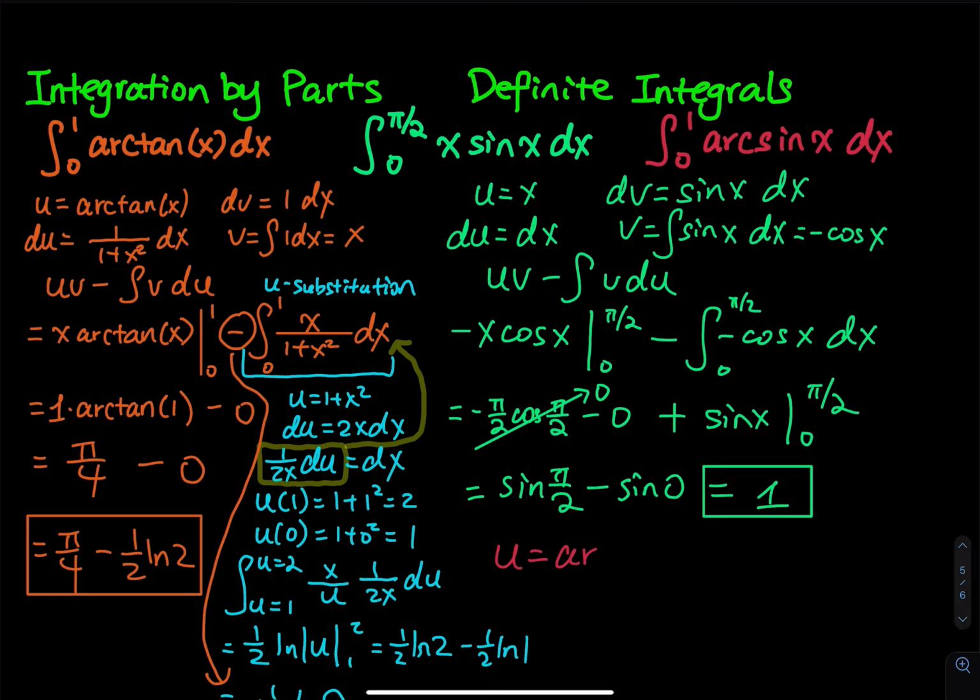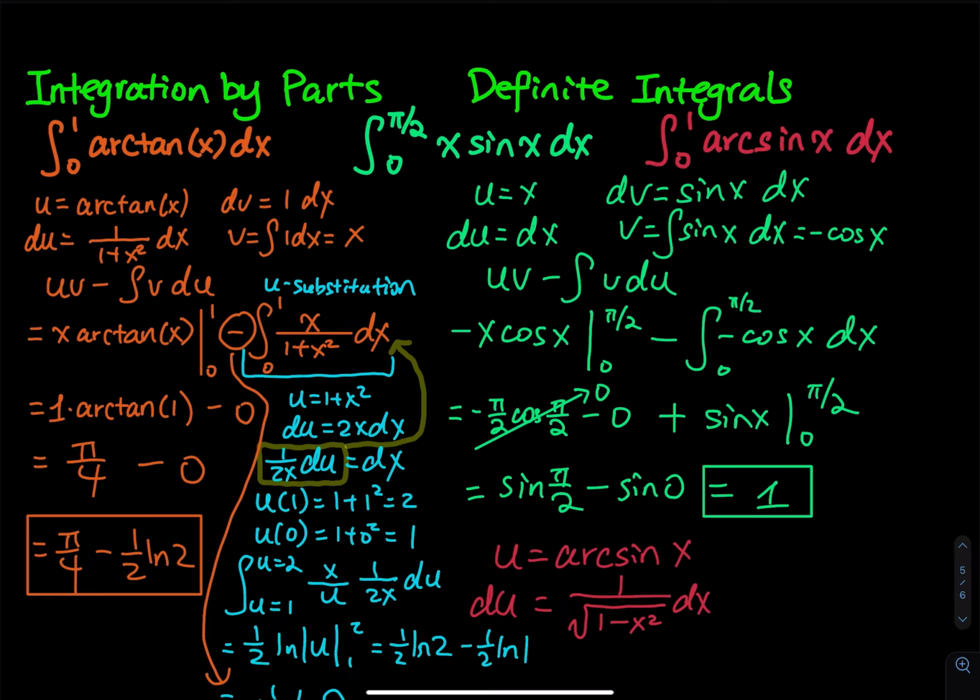arc sine of x, and then du is equal to the derivative of inverse sine, which is 1 over the square root of 1 minus x squared dx. This is the derivative of inverse trigonometric function. If you don't remember any of this, I do have several videos about this on my channel, so go check it out. I think I just labeled the videos like the derivative of inverse trigonometric function.